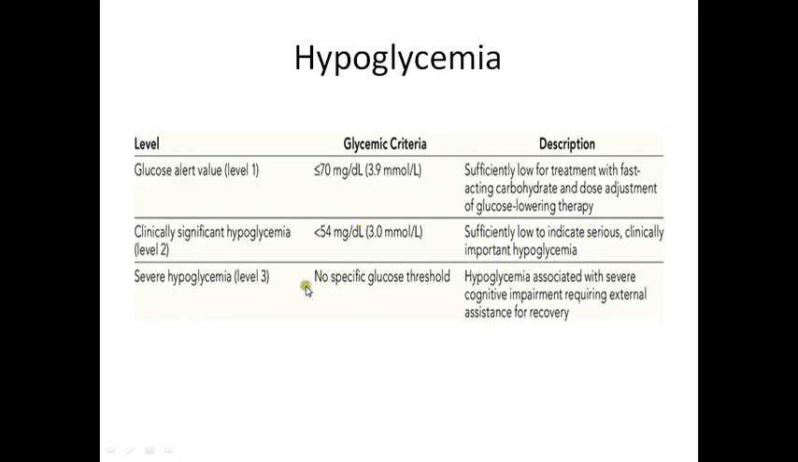Severe hypoglycemia has no specific glucose threshold. It is hypoglycemia associated with severe cognitive impairment requiring external assistance for recovery. So for severe hypoglycemia there is no level. You need to look at your patient, there is no sugar level. You need to see whether the patient has severe cognitive impairment. This can happen at this level as well for the patient.